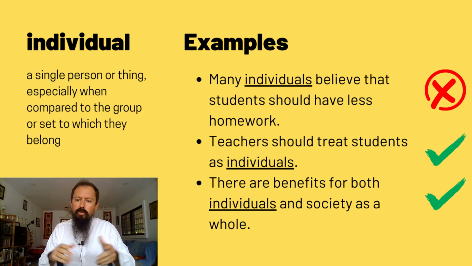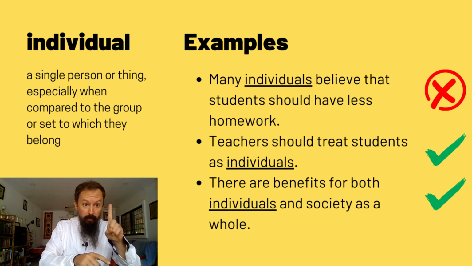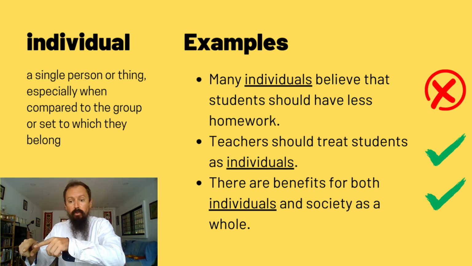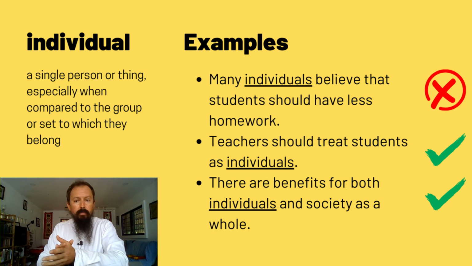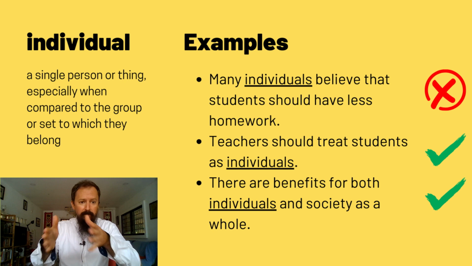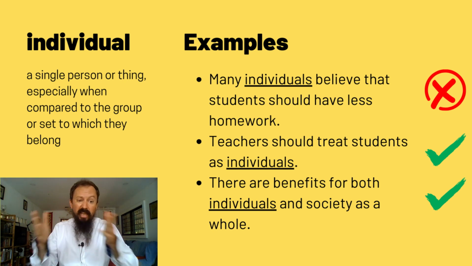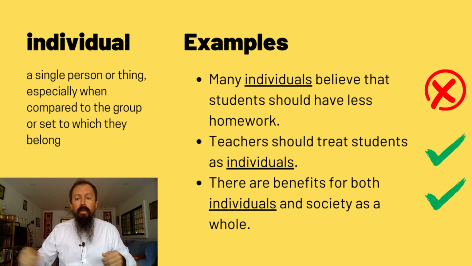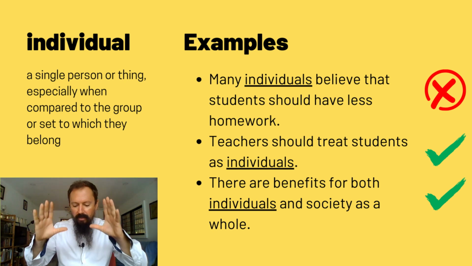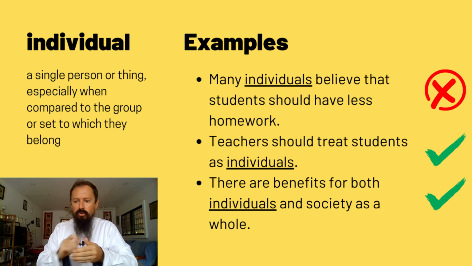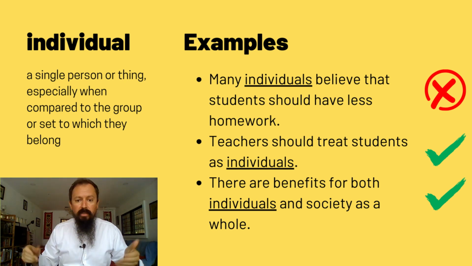But in the next example, teachers should treat students as individuals. Okay, well, this focuses on their individuality. There are benefits for both individuals and society as a whole. Great. Now we're focusing on the individual, one person distinct from the group, and then we're looking at also the group. We can also use this as an adjective, but I'm focusing on it here as a noun, which is how it's frequently misused. So again, please don't, in your IELTS essays, just score out the word people and say individuals instead. It is not a direct synonym in many cases.